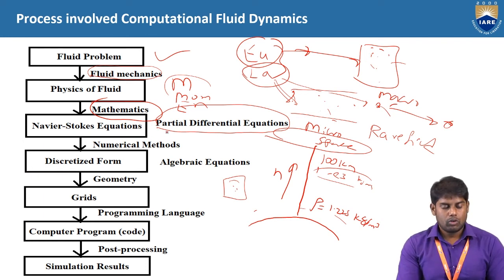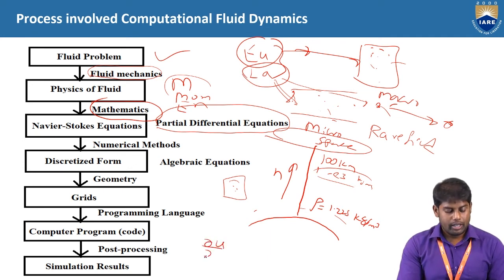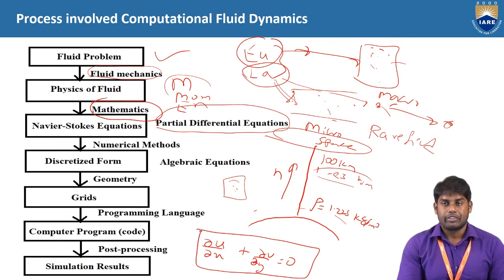Let's say you have this continuity equation, du by dx plus dv by dy is equal to 0. This is the 2D incompressible continuity equation. These partial differential equations need to be discretized, in the sense you need to form an algebraic or linear form to solve these equations. With the help of numerical methods, you will linearize these equations for a given geometry, whatever the domain that I have shown in the previous slides.